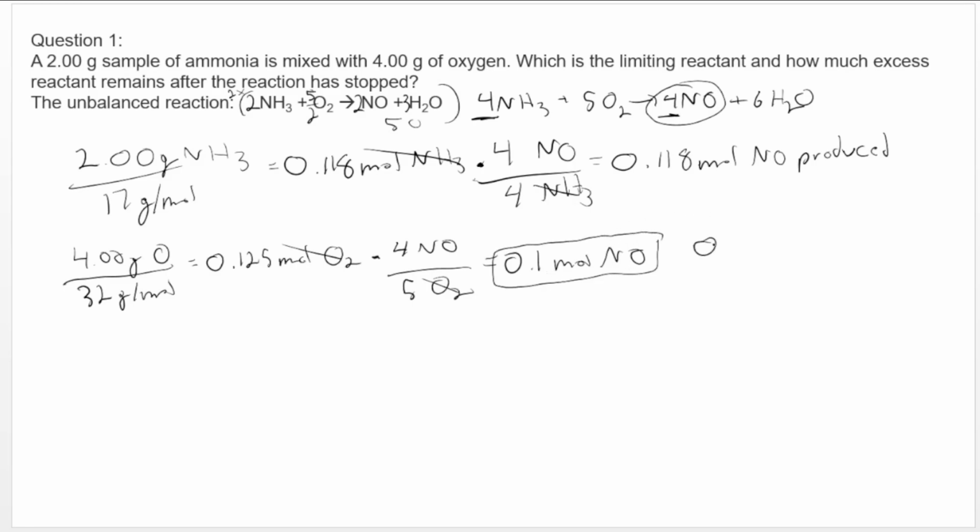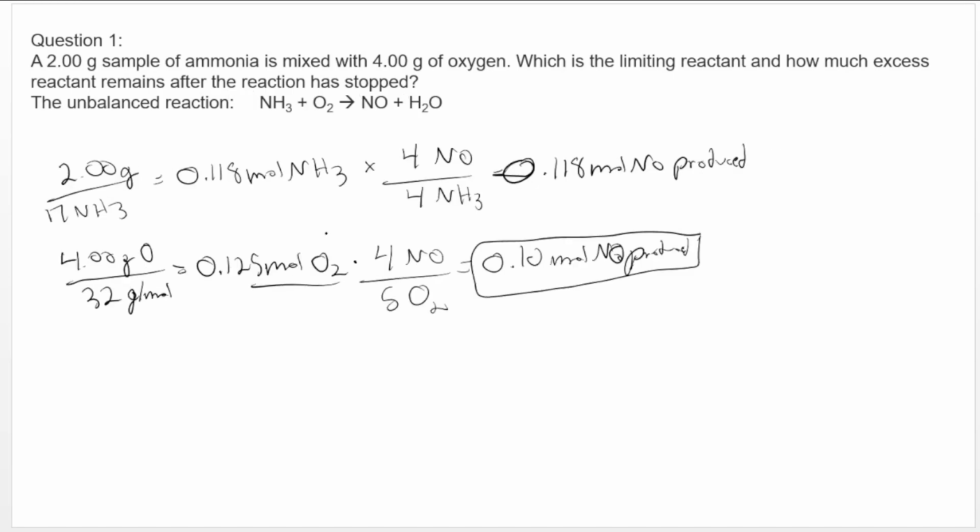This means that NO is not limiting, O2 is the limiting reactant. So oxygen, we call it our LR, limiting reactant, because it reacts to produce the least amount of the product NO. And another thing we can say is the amount of product created from the limiting reactant is the amount of product made in the reaction. And we also call this our theoretical yield.